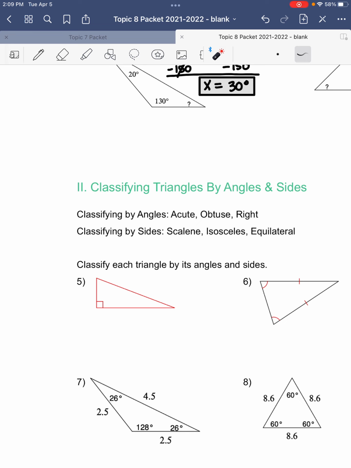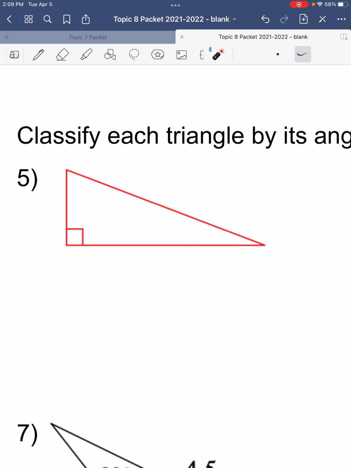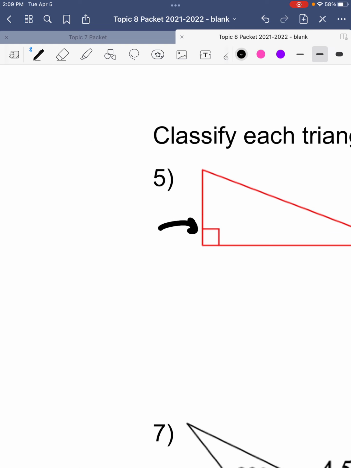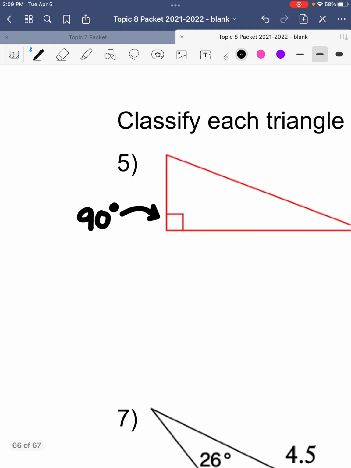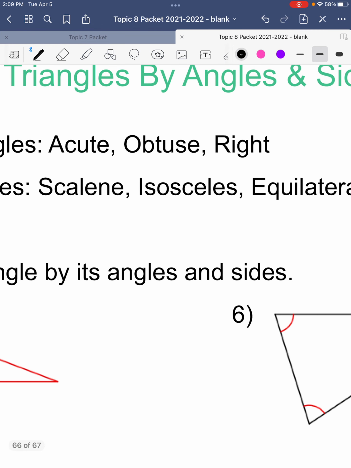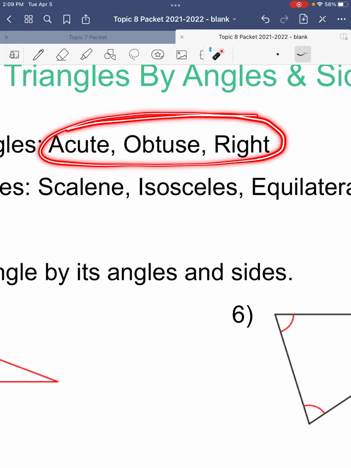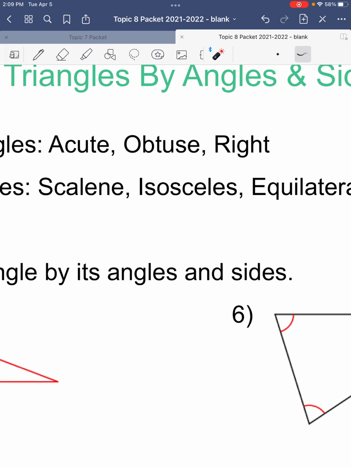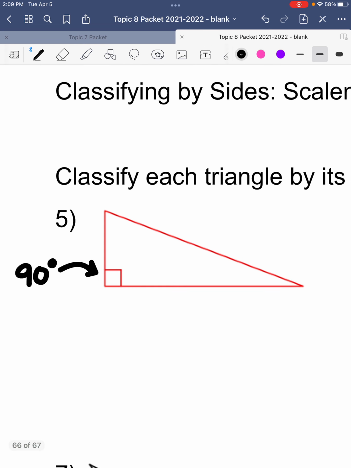Okay, so number 5. What I noticed right off the bat is I have this square right here. Remember, what does that square represent? It represents that that angle right there is equal to 90 degrees. So if that angle is equal to 90 degrees, which word means that we have one angle equal to 90 degrees? If you said right, you're right. So we know that because that angle is 90 degrees, this is a right triangle.